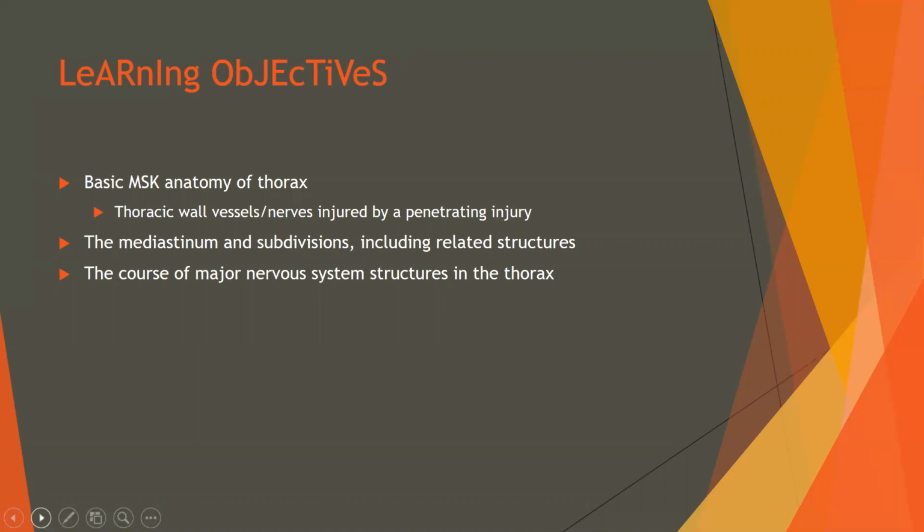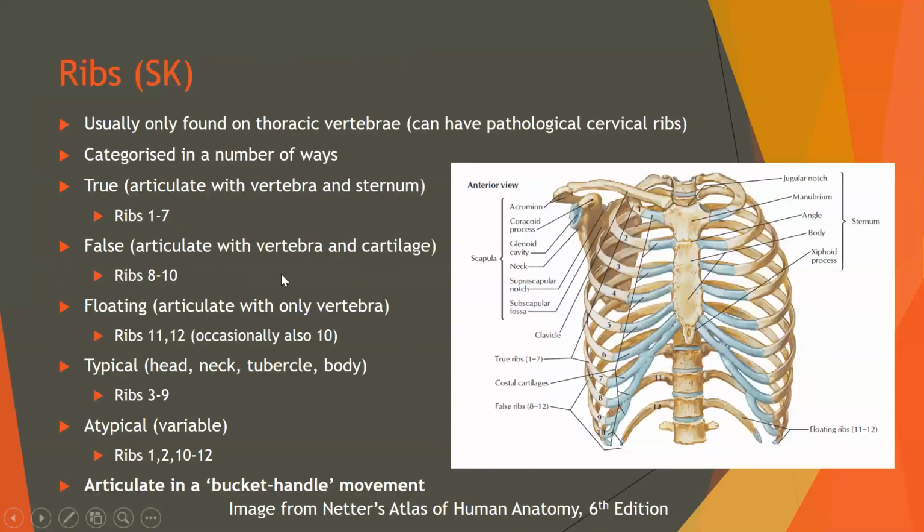Here are your learning objectives again. We're not going to spend long on the thorax. It's mostly done later. So here are your ribs. What was important from this? Oh yeah, the true ribs are ribs 1 to 7, and they're called true because they articulate with both the vertebrae and the sternum. The false ribs articulate with just the vertebrae and cartilage, and the floating ribs just articulate with the vertebrae.